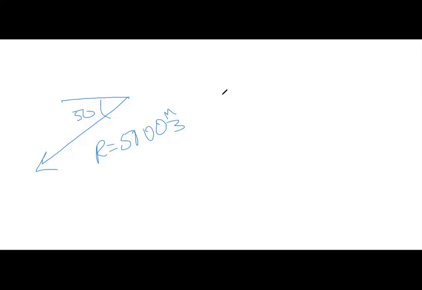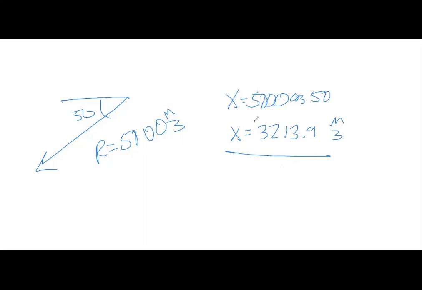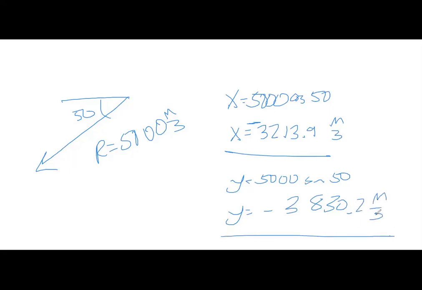We have x equals 5,000 cosine of 50. X equals 3,213.9 meters per second. That's going to be negative. And y is 5,000 sine of 50. Y is negative 3,830.2 meters per second. And I'm only using one decimal place here because that's all my calculator goes. It's in scientific notation. That's a point right there. How about that? Do we have any questions on that one?